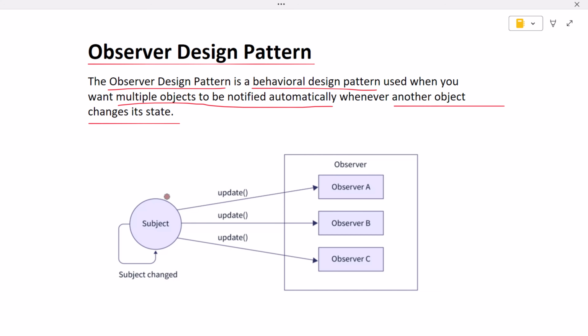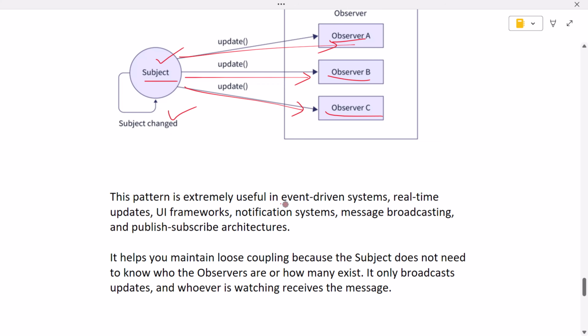In simple words, there is one main object called the subject and there are many dependent objects called observers. Whenever the subject changes something, all observers get notified immediately without the subject calling them manually one by one. This pattern is extremely useful in event-driven systems, real-time updates, UI frameworks, notification systems, message broadcasting and publish-subscribe architectures.